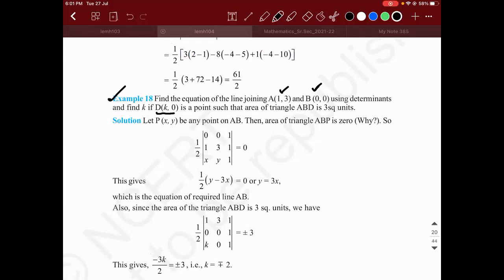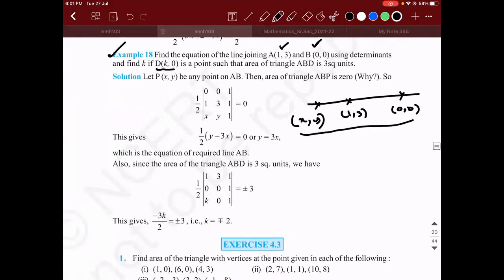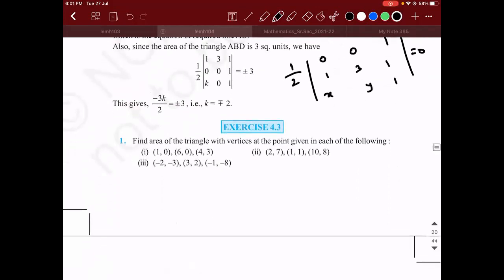So why are they saying determinant? Because since these 2 points are collinear, since they lie on a straight line, (1, 3) and (0, 0) like this, you can take any point as (x, y). Then what will be the area of the triangle formed by these 3 points? It is going to be 0. Correct? So half into determinant of 0, 0, 1, 1, 3, 1, x, y, 1 is equal to 0.